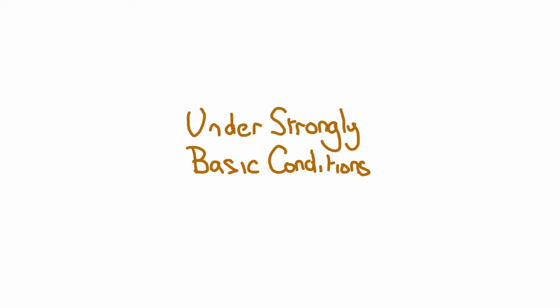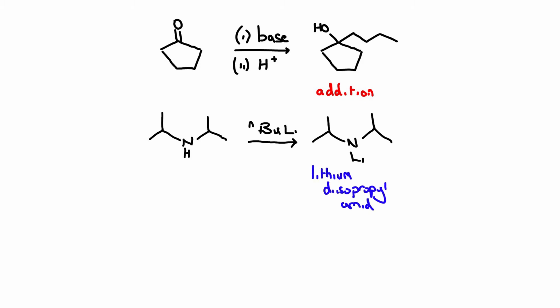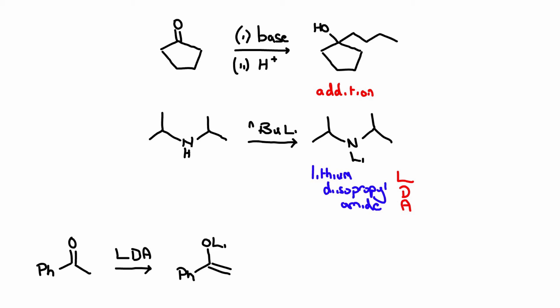One of the first considerations is which base to use. If the base is too nucleophilic, like butyl lithium, then it might add to the carbonyl rather than deprotonate the enolizable hydrogen. LDA can be prepared by using butyl lithium to deprotonate diisopropyl amine, which gives a less nucleophilic base. If phenylmethyl ketone were deprotonated using LDA, an enolate would be formed cleanly.